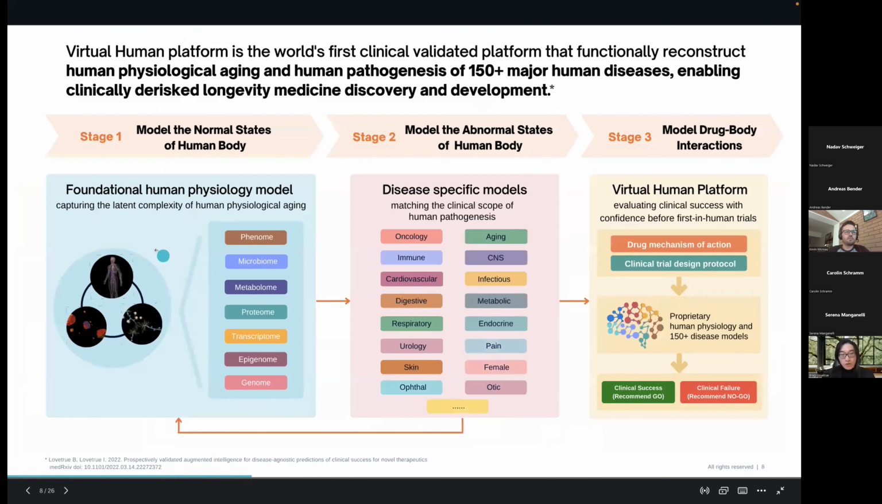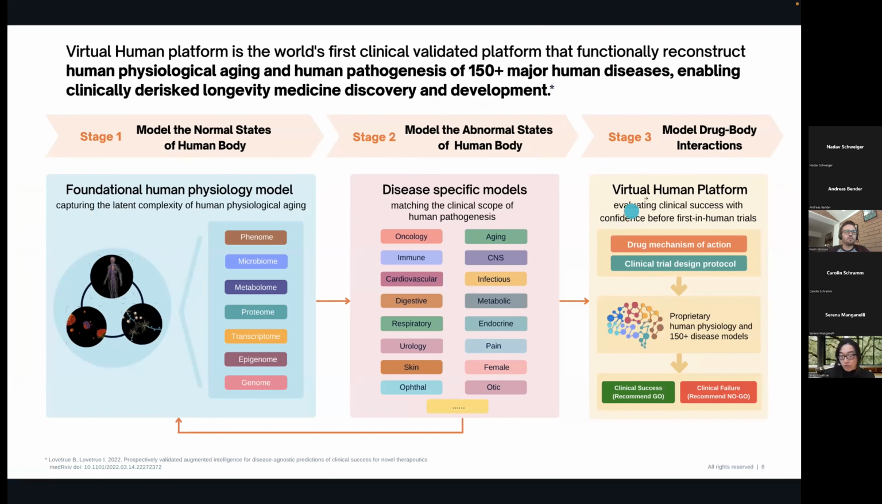So applying that approach over the past 10 years, we have developed our platform in full, now with 150 models covering all major human diseases, as well as one foundation model of human physiological aging. So this platform is literally a virtual human platform, because as the name suggests, it's a functional reconstruction of human physiology and human pathogenesis, but still in a quite abstract, interpretable way.